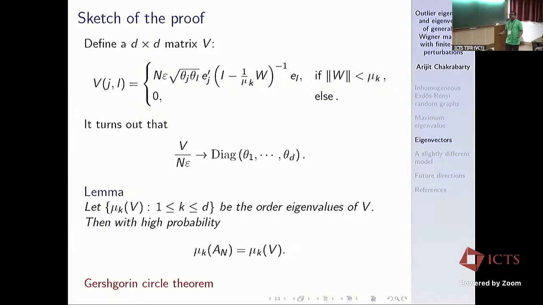So this is in a way the equivalent of the master theorem we had in rank 1. There we had just one equation and that gave us the eigenvalue. Now we have k many equations, and all of them together tell us that the kth eigenvalue of A_N is exactly the same as the kth eigenvalue of V with very high probability.